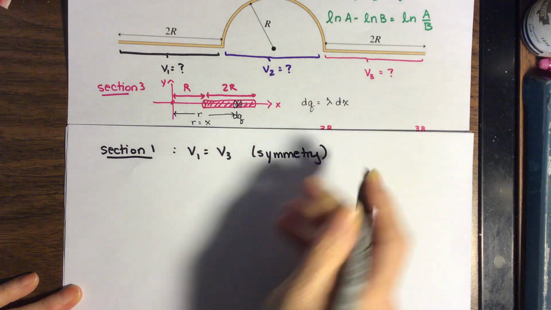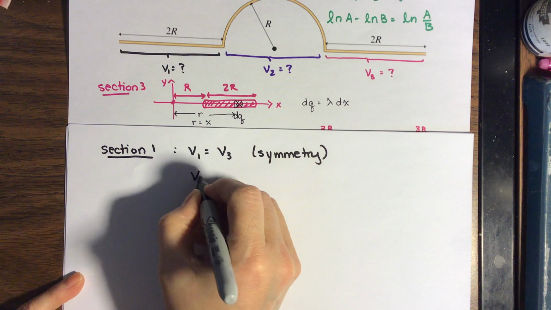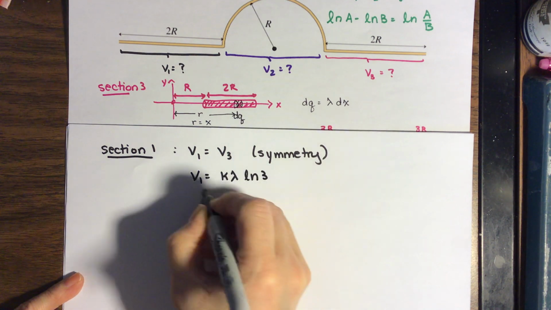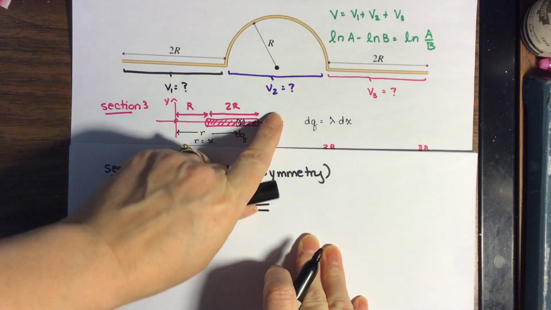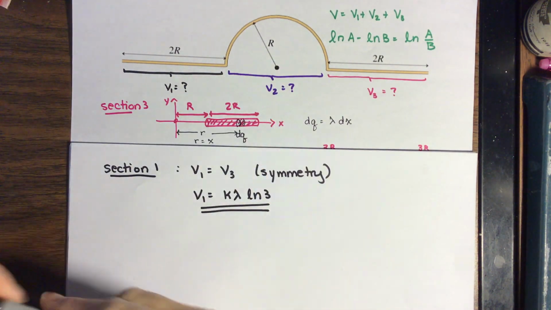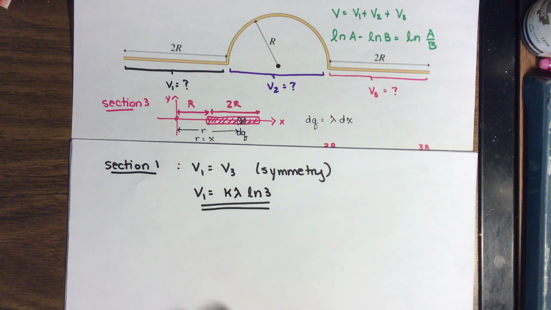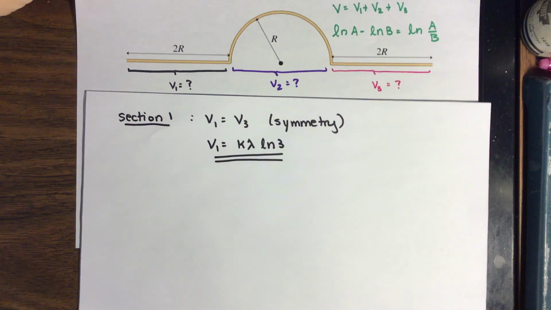And if you wish to practice your integration skills a little bit, of course you could go through and show that for yourself. So V1 is k times lambda times the natural log of 3. Okay, last step is let's find the potential due to section 2, due to the half arc, and then we're going to sum up all of our potentials and we're going to get our total. So section 2 is next.